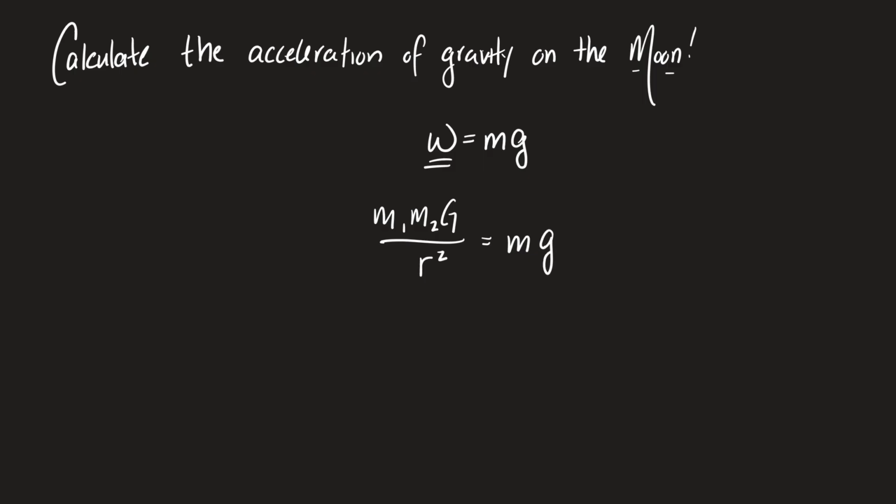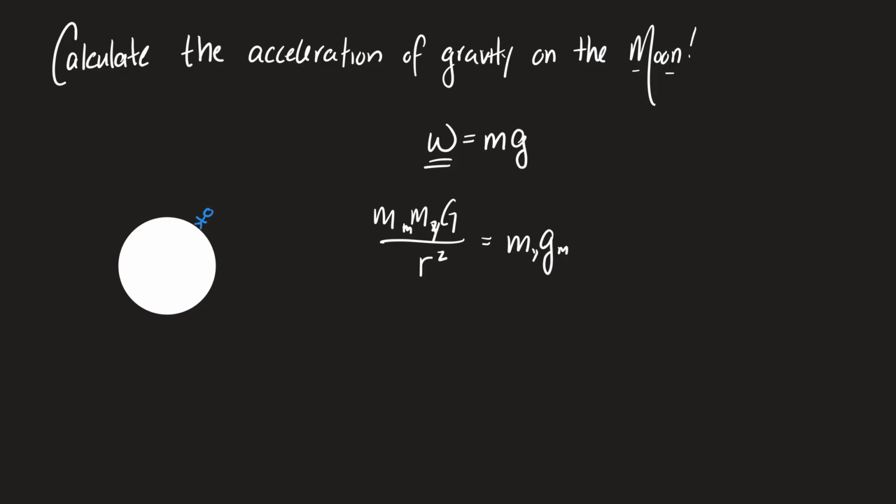Now, if we're talking about being on the moon, and we're looking at the acceleration of gravity, say, on you when you're on the moon, then m1 becomes the mass of the moon, and m2 becomes the mass of you. So m_y for you. This gives us the acceleration of gravity on the moon.